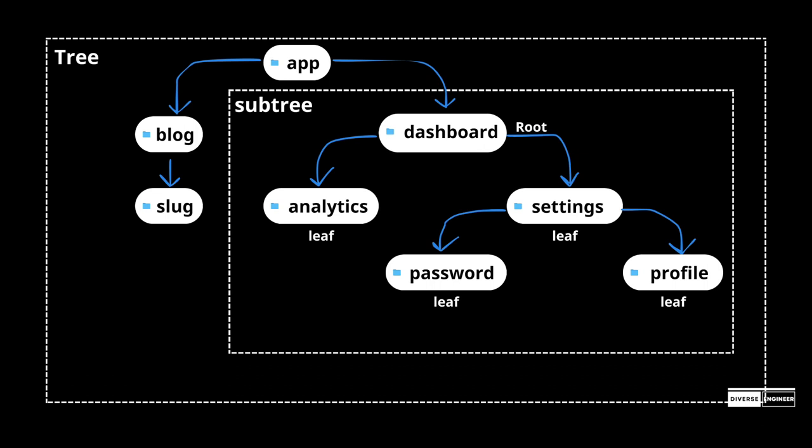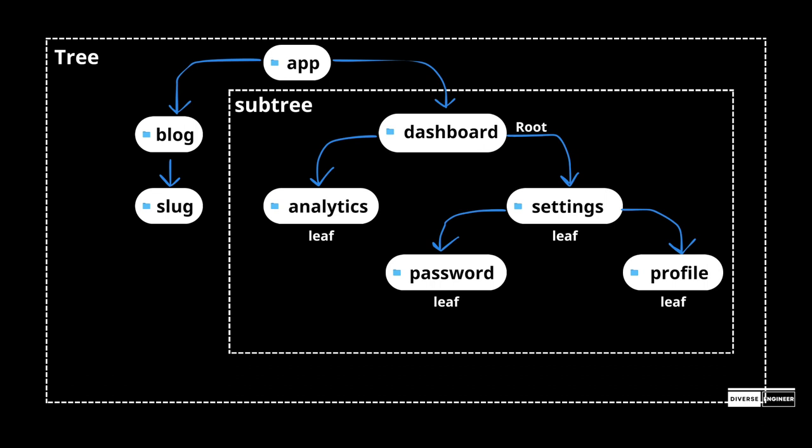In this diagram, you can see that the top level node is app and then it is getting segregated into nested routes, which is blog and dashboard. The blog and dashboard are basically the subtree of the app folder and which will become the root for the other nested routes. So when you try to access the profile page, profile is a leaf for the settings page. And settings is the leaf for the dashboard page, and dashboard is the leaf of the root.